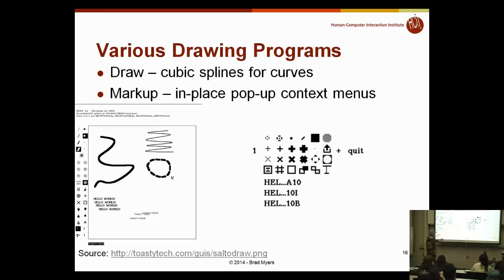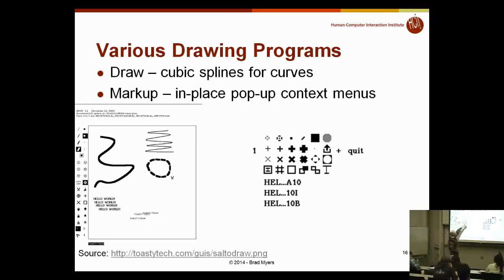In terms of what they did, Draw was for drawing things, like MacDraw or PowerPoint now, where these are objects you can select. Whereas Markup was more like Photoshop or Microsoft Paint, where you're actually painting a picture. Of course, when I say painting, this is all monochrome. So every pixel is either black or white. Those were the only choices. You couldn't get any grays. You couldn't get any reds. Everything's either black or white. Different fonts.